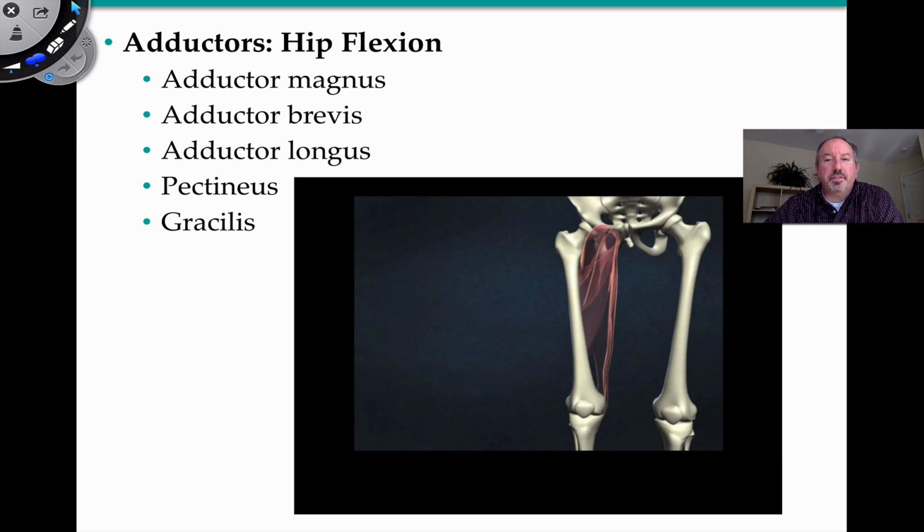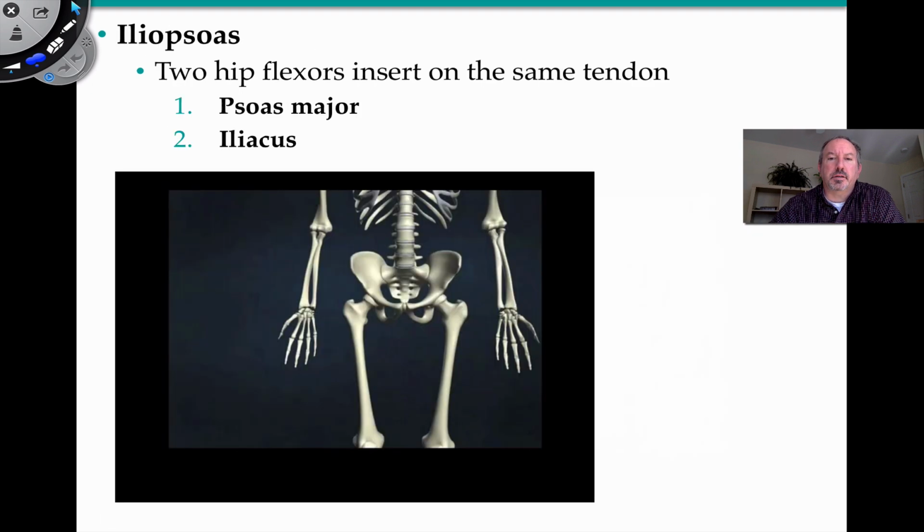Okay, so that's a lot of information to take in. And so you're welcome to review that. You can pause it at any time. Basically, what's happening is that it's moving your thigh, but what it's doing is adducting it. In other words, it's moving the legs toward the midline. And so there's 5 muscles involved in that hip flexion right there.